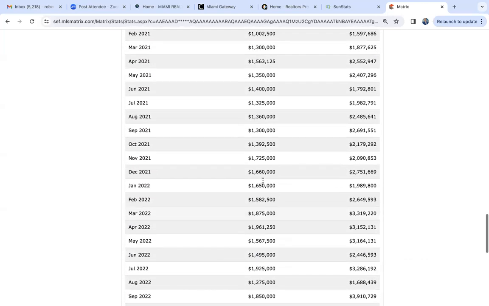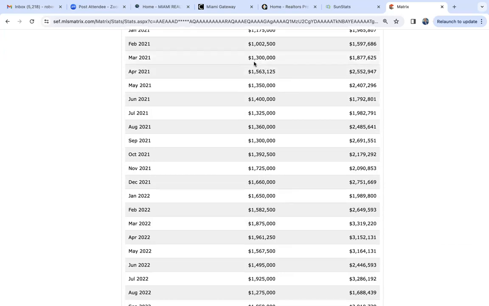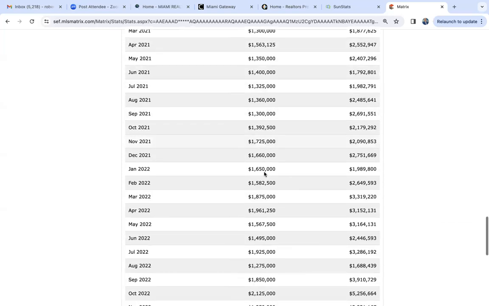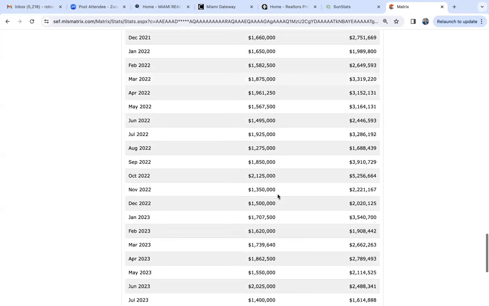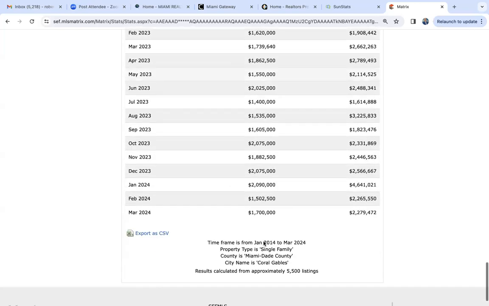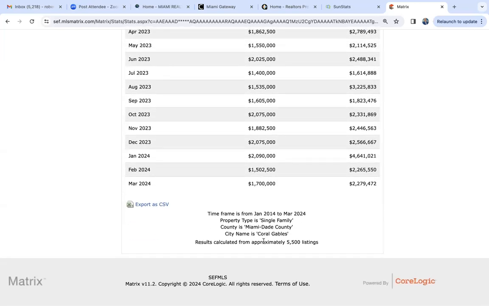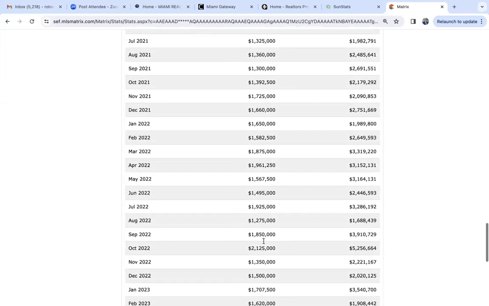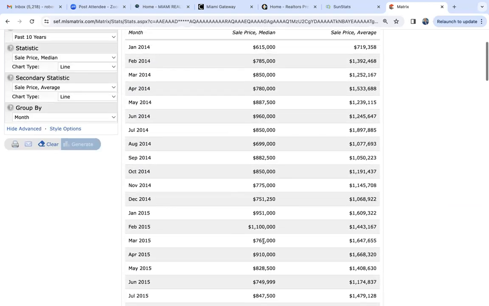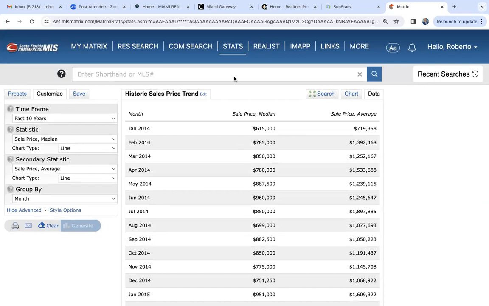How was March of 21? March of 21 was 1.3. So we went up from 1.3 to its high peak for March of almost 1.9, and then down to 1.7 pretty much for the last 2 years. This is how you start to learn how the market is behaving in any city, zip code, or neighborhood using the statistic report up here. Any questions on what we just did?